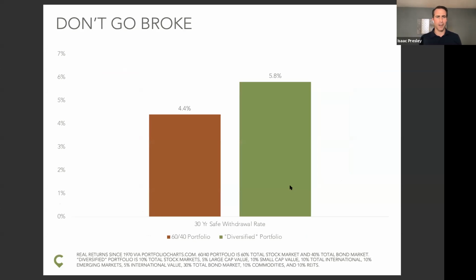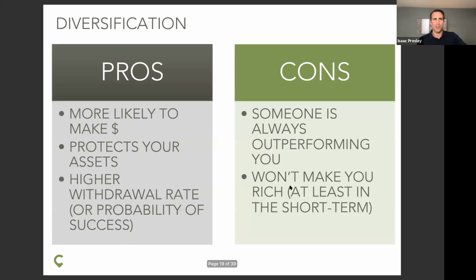The other thing is, the second step there is don't go broke. This is particularly important when you're pulling money out of your portfolio, when you're retired or withdrawing money for any reason. The more diversified portfolio on average over history has a higher safe withdrawal rate. So the chances that you run out of money by taking the money out of your portfolio are lower, or the other way to look at that is you can pull more out of your portfolio and not run out of money, essentially. So following those two steps.